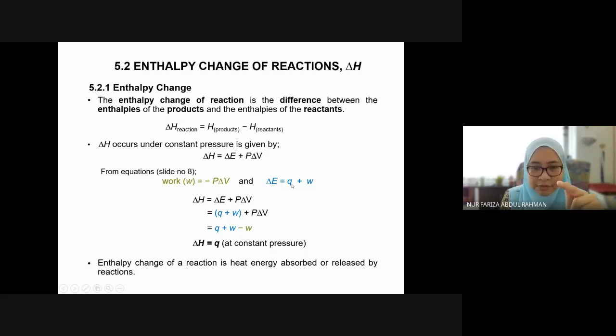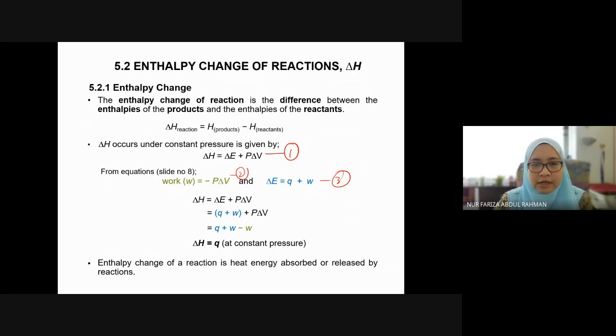Enthalpy change, the enthalpy, we use enthalpy is equal to Q. Okay, so now we want to prove how we get delta H is equal to Q. We are going to prove it in this slide. Okay, look. This one is the first equation, this is the second equation, and this is the third equation.